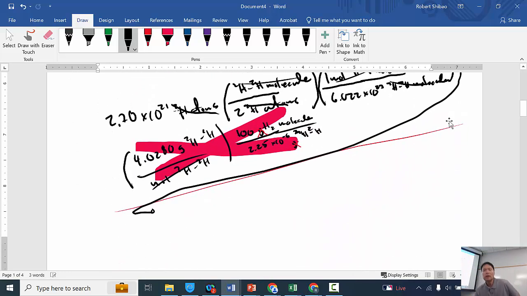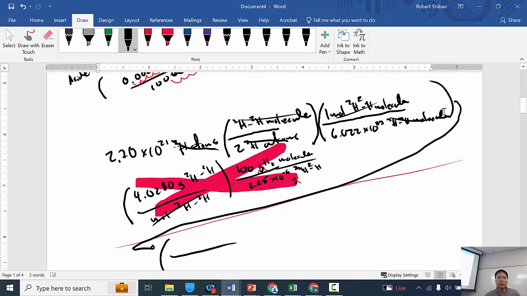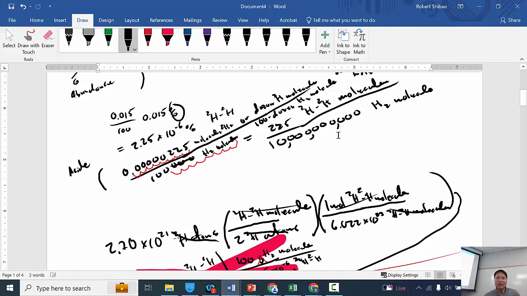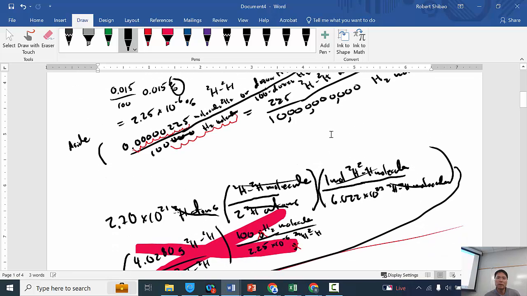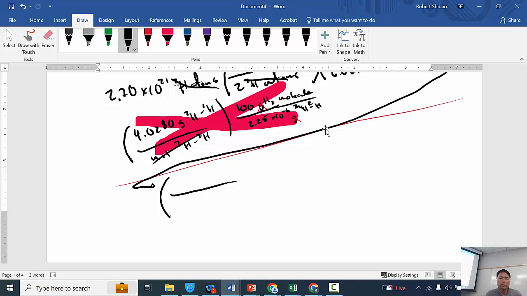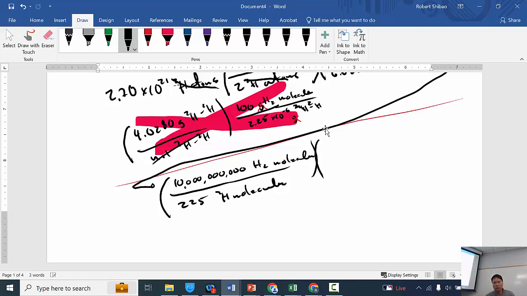that's what I would have done. I would have said, okay, I know how to get rid of moles of deuterated hydrogen molecules. And so they're going to be, I'll just write it like this, 10 billion. And so they're only going to be 225 deuterated hydrogen molecules out of 10 billion hydrogens. Okay, where would you go next from here?